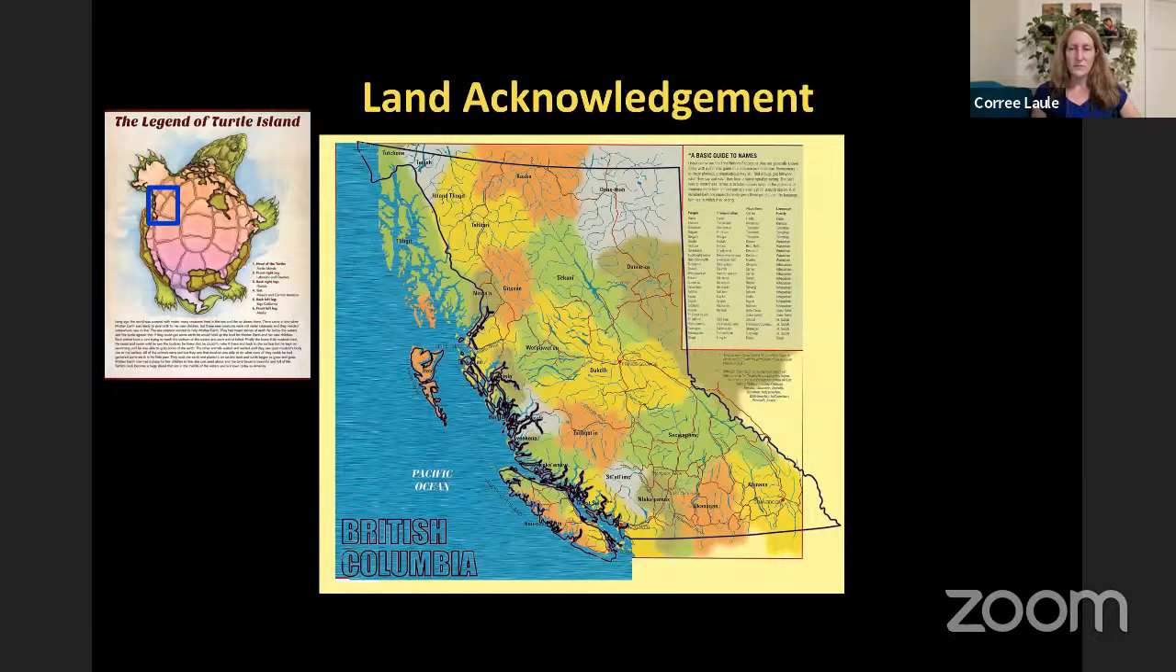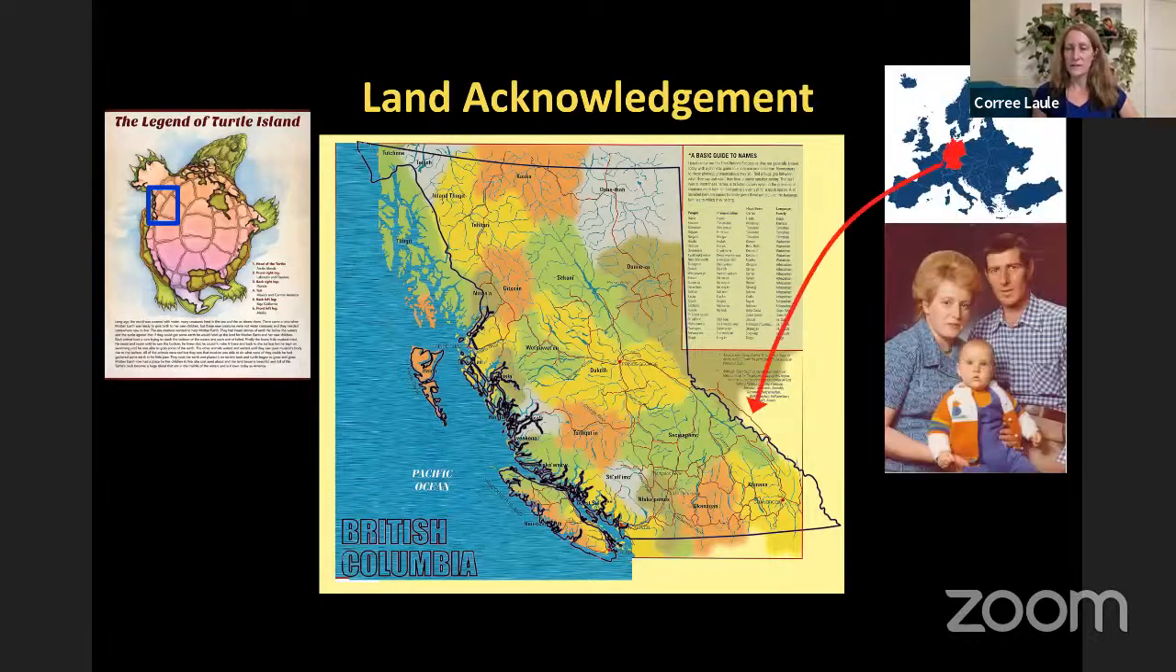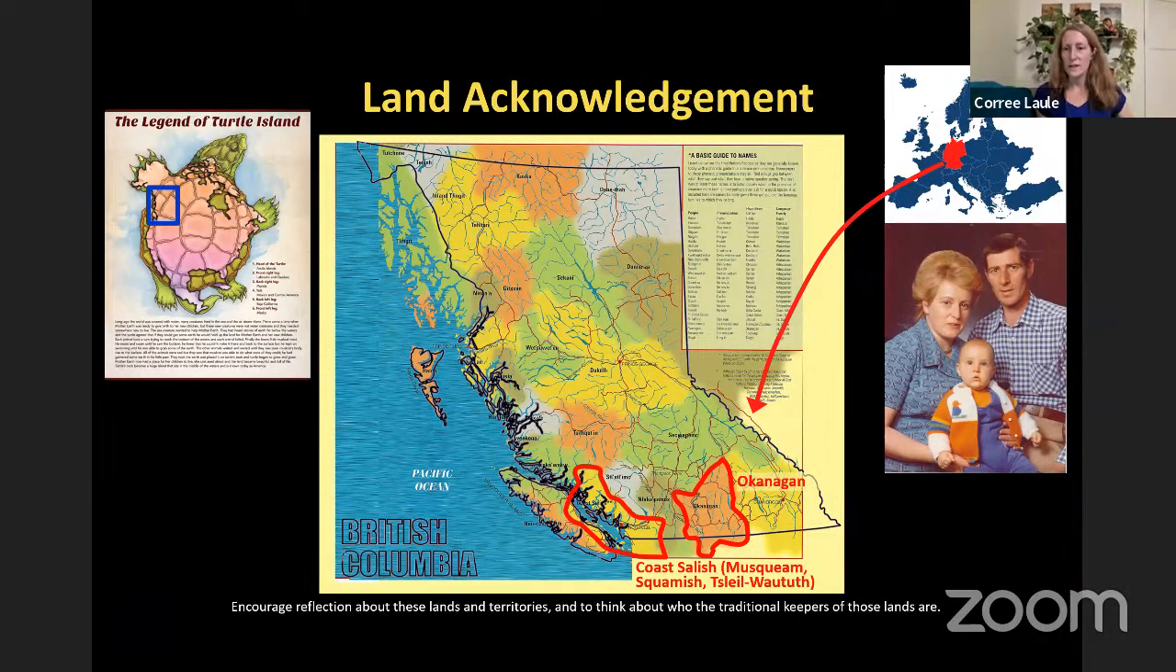And so I just wanted to acknowledge that I am a settler or an immigrant to this country. I was born in Germany. We moved to Canada when I was small. I grew up in the Okanagan, on the traditional territories of the Okanagan people in the interior of British Columbia. And the work that I'm going to be presenting to you today was conducted on the traditional unceded territories of the Coast Salish people, which includes the Musqueam, Squamish, and Tsleil-Waututh territories. I encourage people to reflect on these lands and territories and to think about who the traditional keepers are of the lands that everybody attending is on.